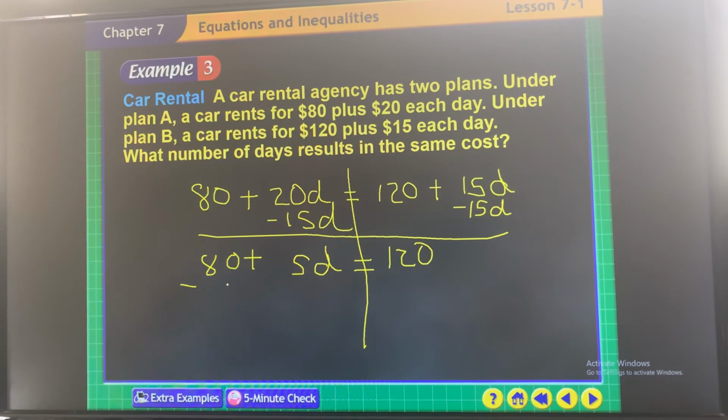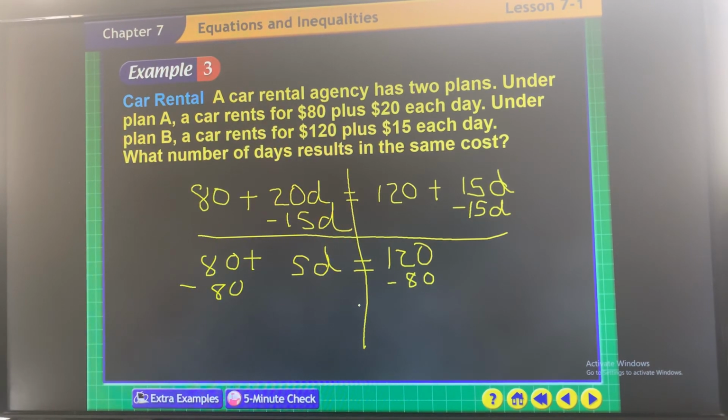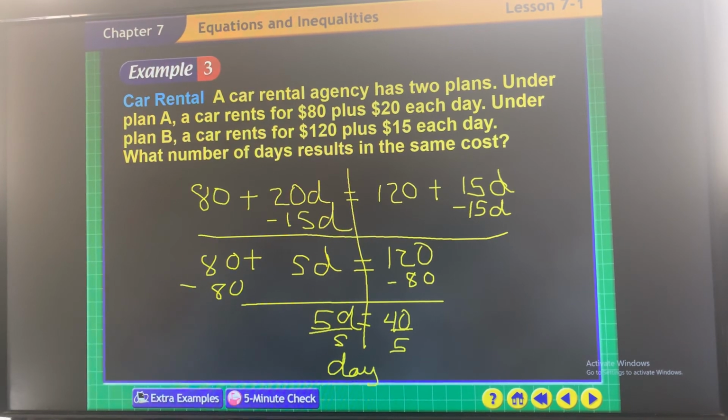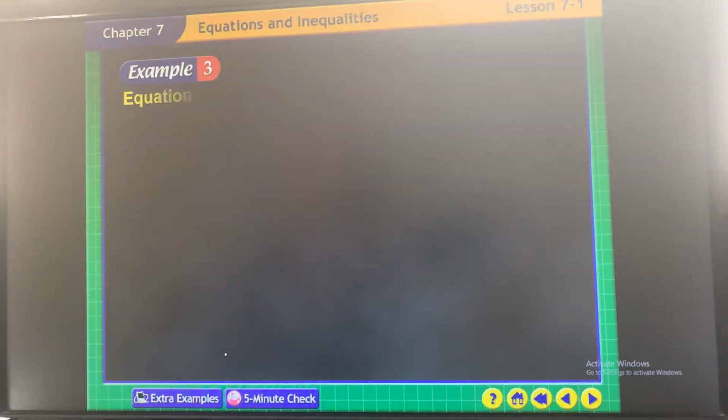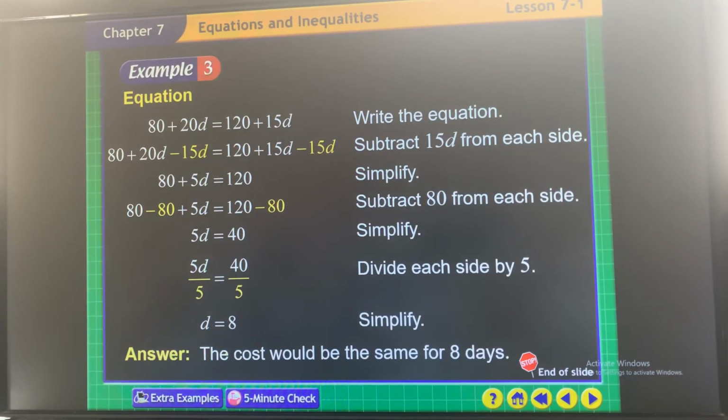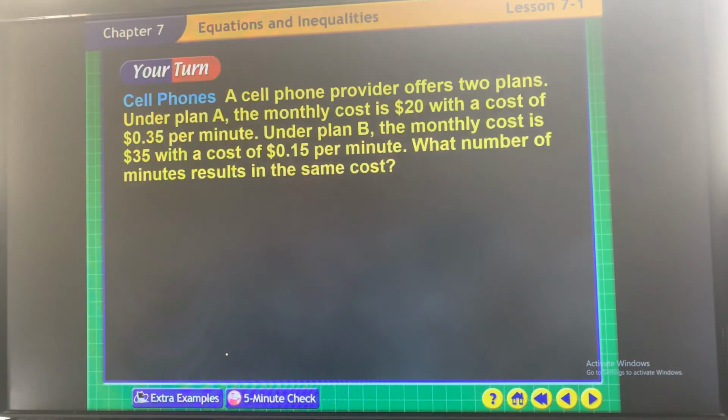Go ahead and add a -80 to both sides. Once you do 120 minus 80, you're going to get 5D is equal to 40. Divide both sides by 5. And on day 8, it'll be the same cost. It's a whole long thing that we're going to go through. And then you do it again.